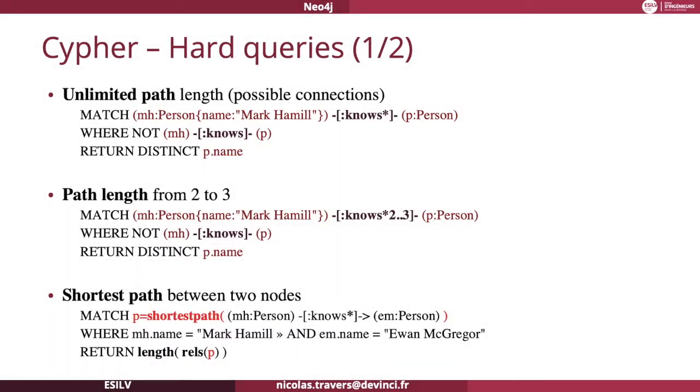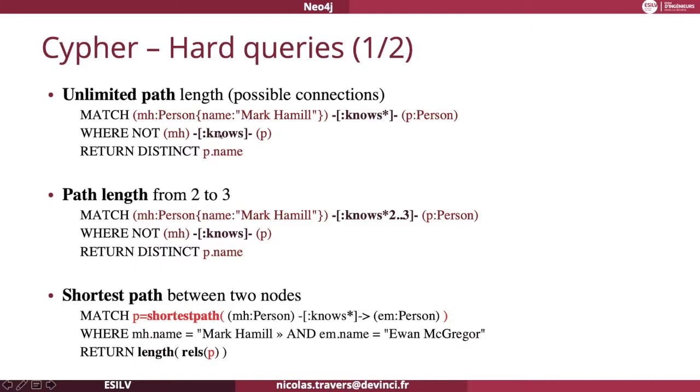What kind of hard queries can we do? For instance, you have queries with unlimited paths, just to know the length of the connection between Markov and any actors inside the database. So we are looking for a relationship which has our type knows, which we created just before, and we jump between Markov to a person. And this star here just says that I'm jumping from person to person to person to person. And the only thing I don't want is that Markov knows directly something.